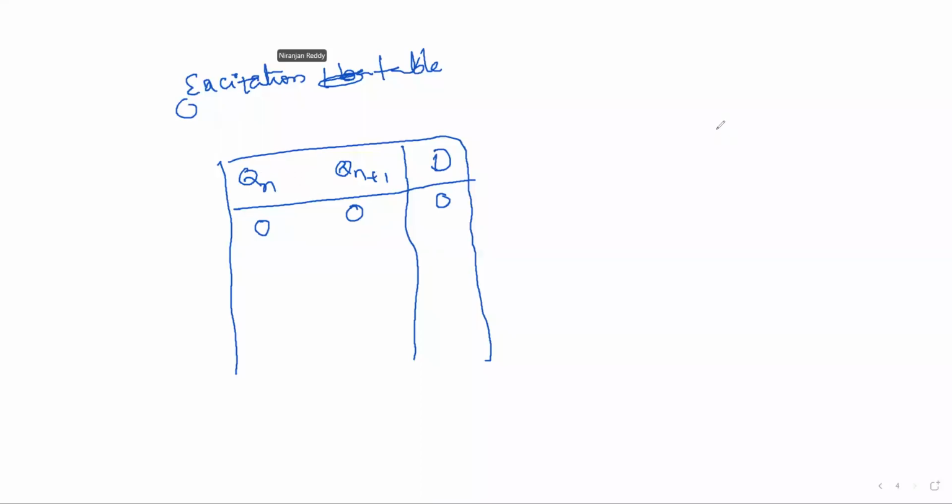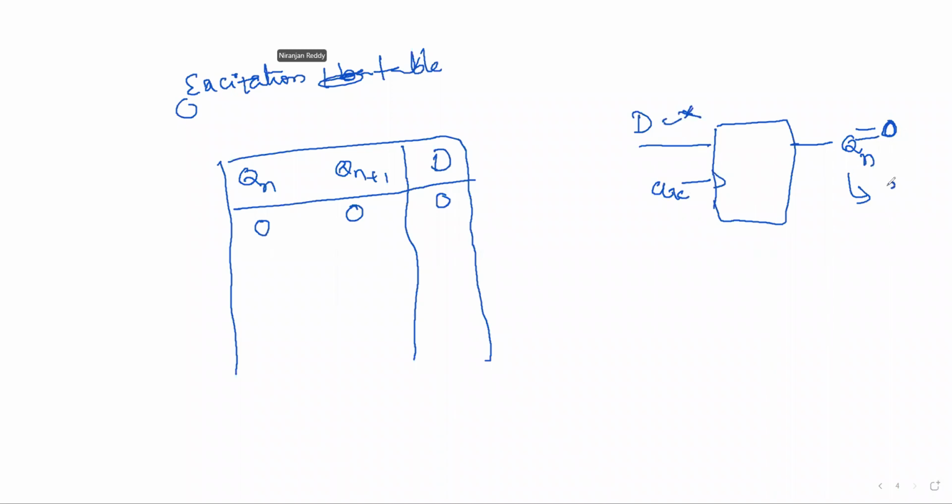Excitation table, see, I have a D flip flop. Okay, output is Q. Present output of the flip flop is 0. Okay, you got this? Now I am calling this as Qn. Present output of the flip flop is 0. Okay, next state means that I applied a clock pulse, right? I applied some input x, right? I want output as 0. What would be this input? That is 0.